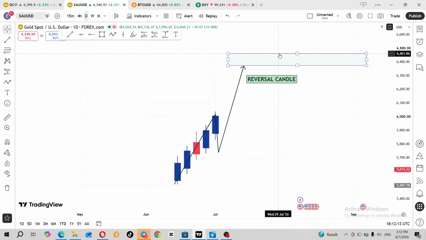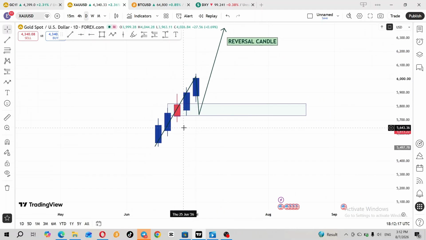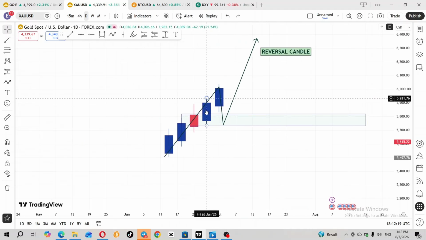So this is the order block or opposite candle. The market pushes up, touches this level and goes to upward movement.